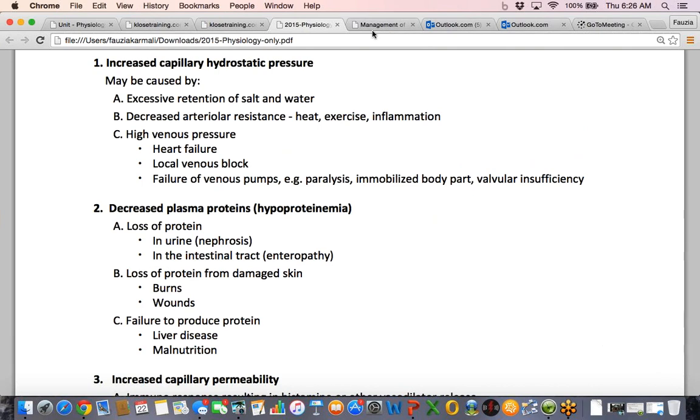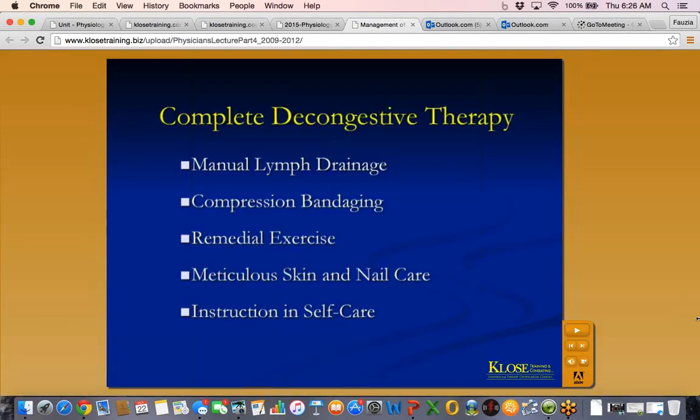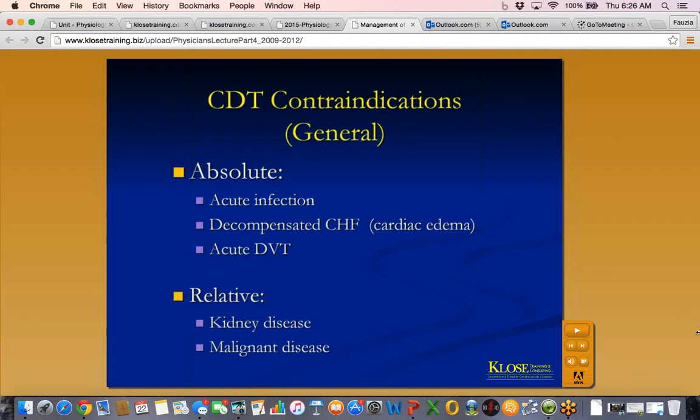Yes. Okay, so we're going to move on to what we do, which is complete decongestive therapy. But more importantly, we're going to talk today about when we should not do CDT. So what is CDT? Manual lymph drainage, compression bandaging, exercise, skin and nail care, and instructions in self-care. So this is what we are going to do when we are encountering somebody with lymphedema or possibly even edema. But we want to be careful about contraindications and when we need to not do CDT. And we're going to go through each of these different areas.